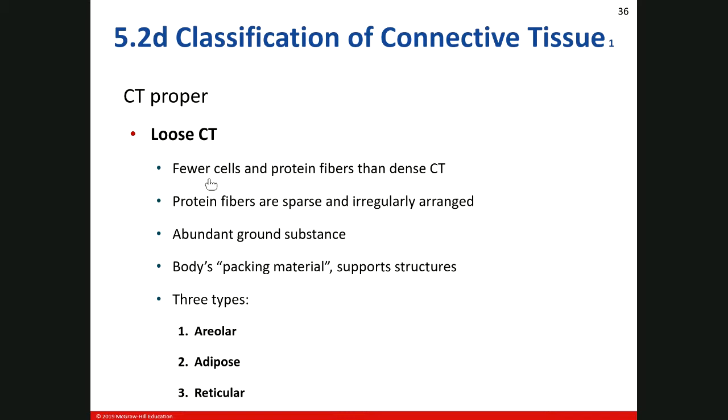And the first category that we're going to talk about is loose connective tissue. So in loose connective tissue, we don't see a lot of cells or protein fibers, but we do see a lot of ground substance. The protein fibers are just running amok. There's no order to them. They're just this way, that way. So in a sense, loose connective tissue makes great packing material in our body. We just shove it into certain areas. So there's three types: areolar, adipose, and reticular. So we're going to go through each one individually now.